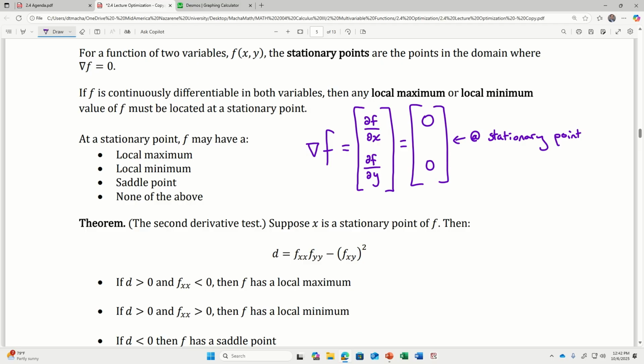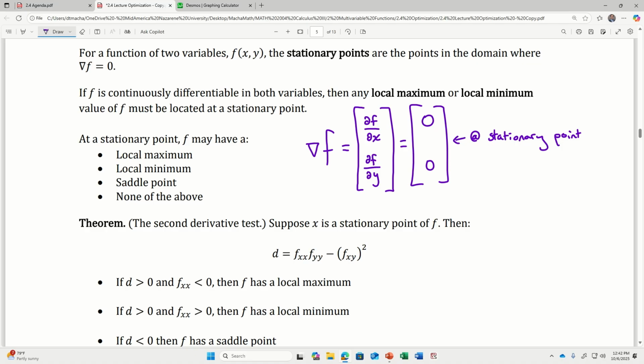If my function is continuously differentiable in both variables, then any local maximum or local minimum of f has to be located at a stationary point. Because if one of your partial derivatives is not 0, that means your surface is sloped a little bit in one of those directions, and so it's not a stationary point. And if it's sloped a little bit in one direction, then you could always move in that direction and get a larger or smaller value, so it can't be a maximum or minimum.